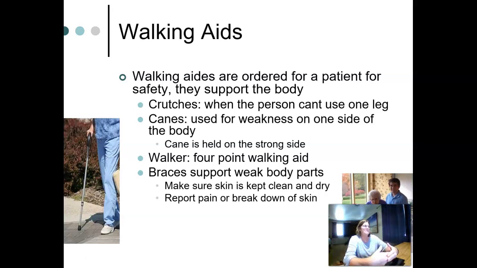So when a person needs a walking aid, usually the physician will order physical therapy to evaluate them and to determine what they think that they need. So usually the physical therapist will determine what is the best walking aid for the person, what's going to be the safest way to do it. And then we can use braces or splints to support weak body parts if necessary, but if you are using a brace or a splint, make sure the skin is really kept clean and dry underneath it. And if they're having pain or any breakdown of the skin, we would want to make sure that we let the nurse know.